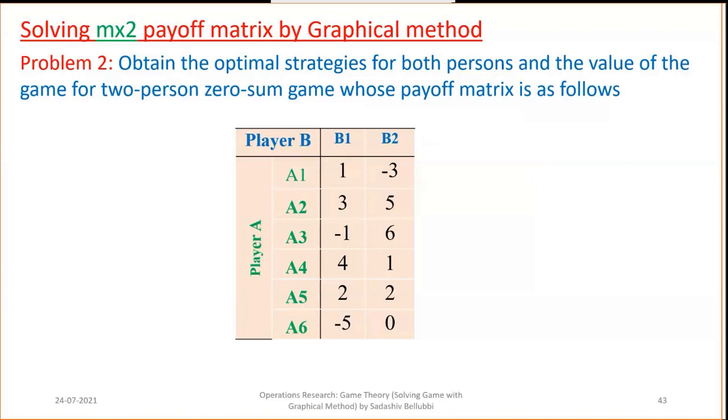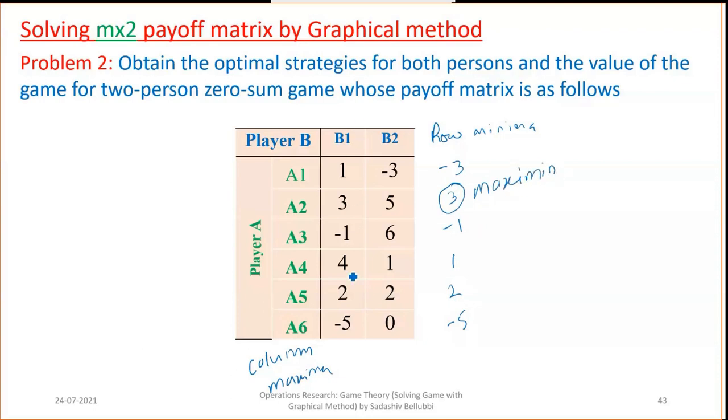The first step is we need to find the saddle point. How to find the saddle point? We have already studied in the previous sessions the row minima and the column maxima. In the first row, what is the minimum? Minus 3, 3, minus 1, 1, 2, and minus 5. Out of all the minimum numbers, which is the highest number? 3 is the highest number. This is the maximin.